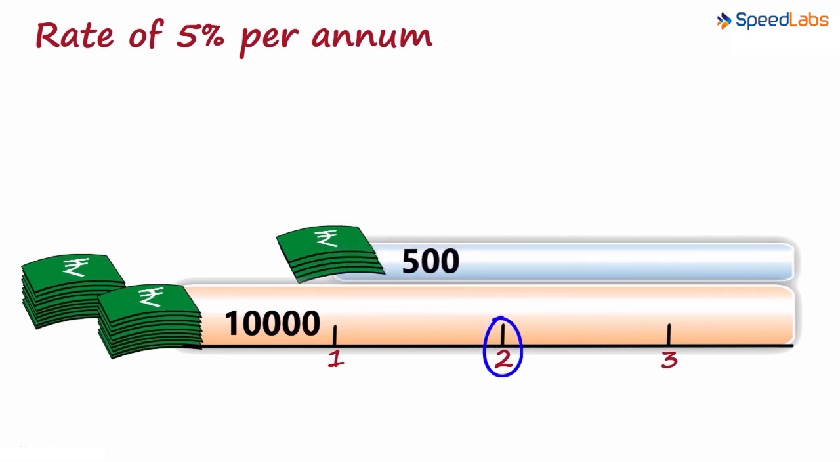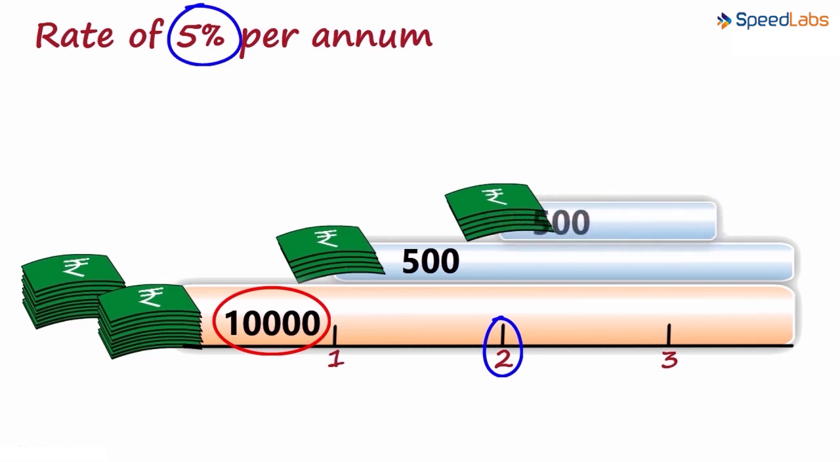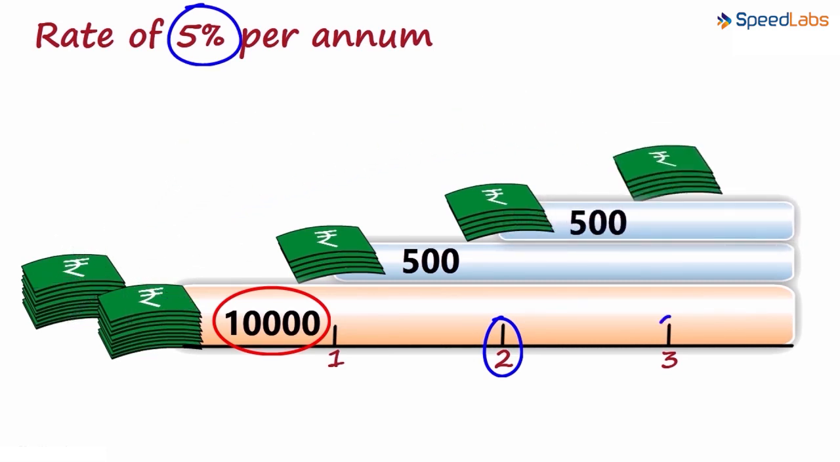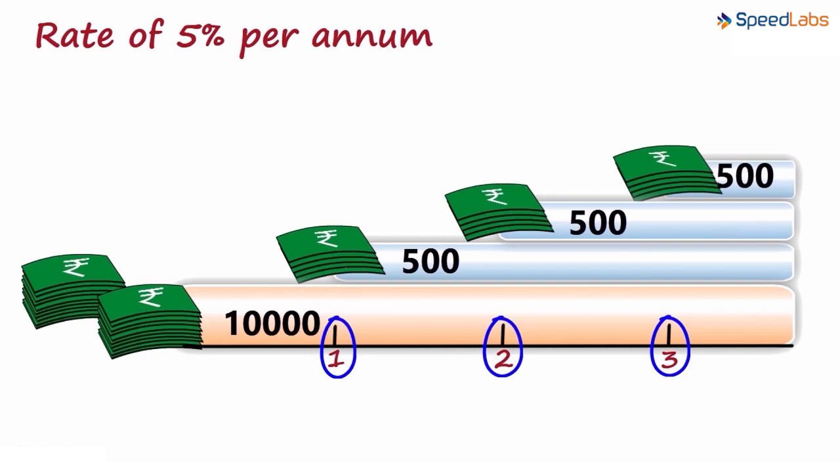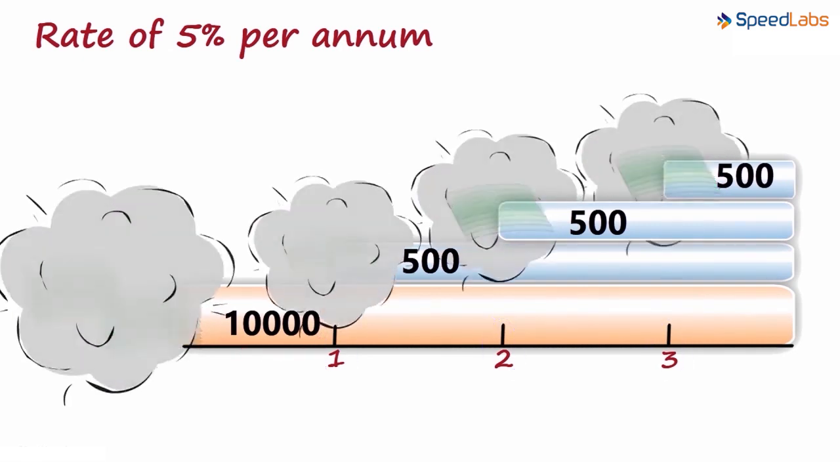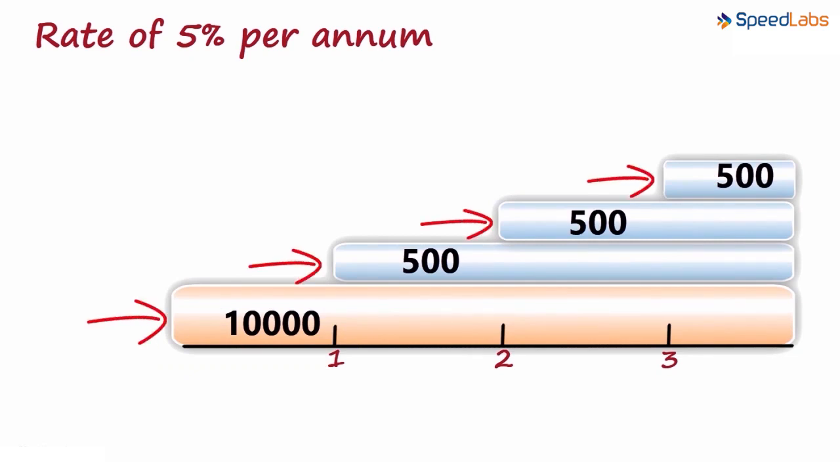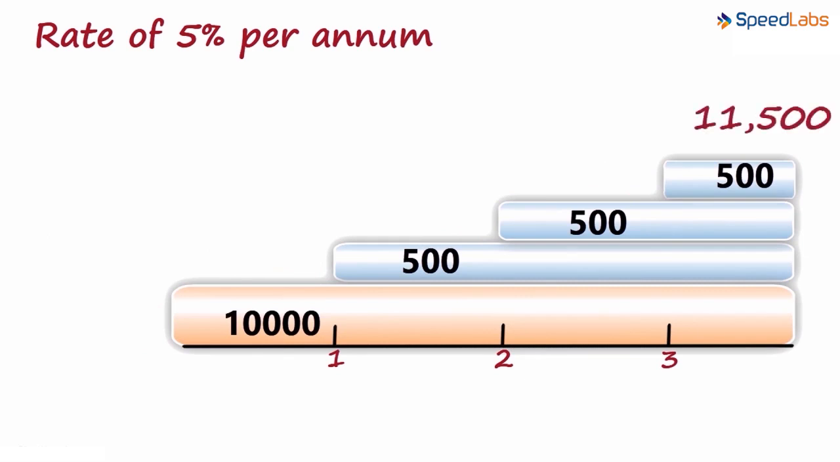Again, at the end of the second year, the bank pays you an interest of 5% on this principal, 500 rupees, and 500 rupees again at the end of the third year. Every year, you get an interest on the principal you invested. Forget the notes. These bars are enough to tell us the total amount we have. The total amount you will have at the end of 3 years will be 11,500 rupees. 10,000 plus 500 plus 500 plus 500.